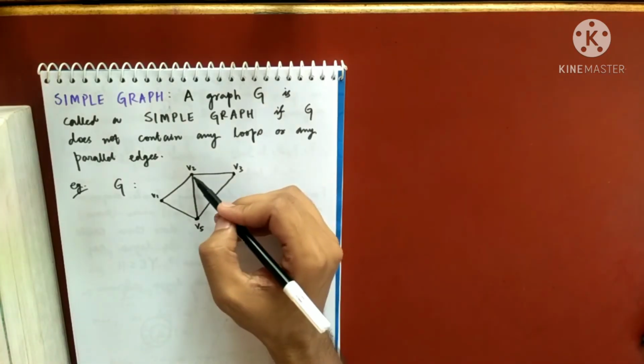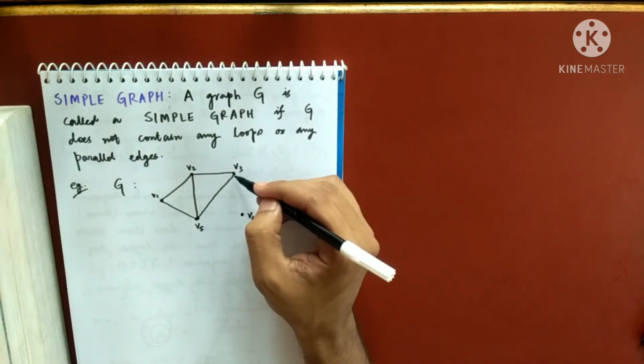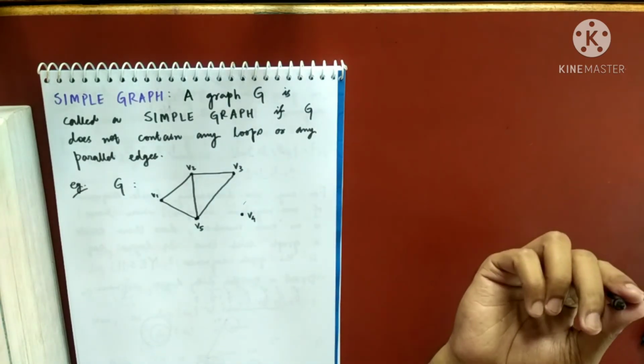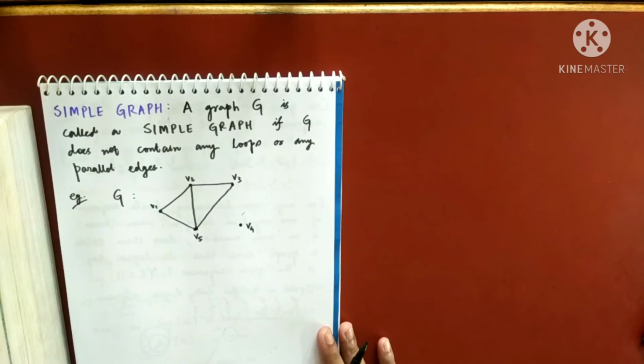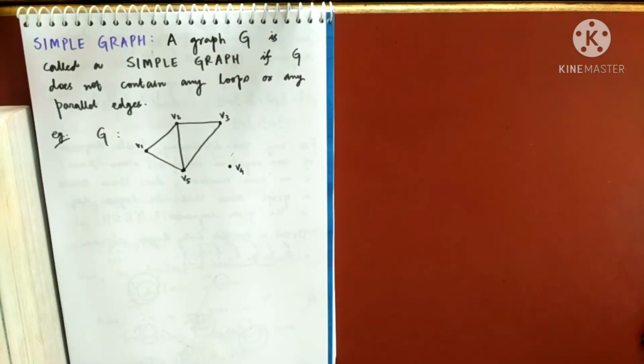If I draw some parallel edges like this, it will no more be a simple graph. If I draw a loop around V4, this will no more be a simple graph. But now this is a simple graph. So from now onwards we'll only talk about simple graphs.